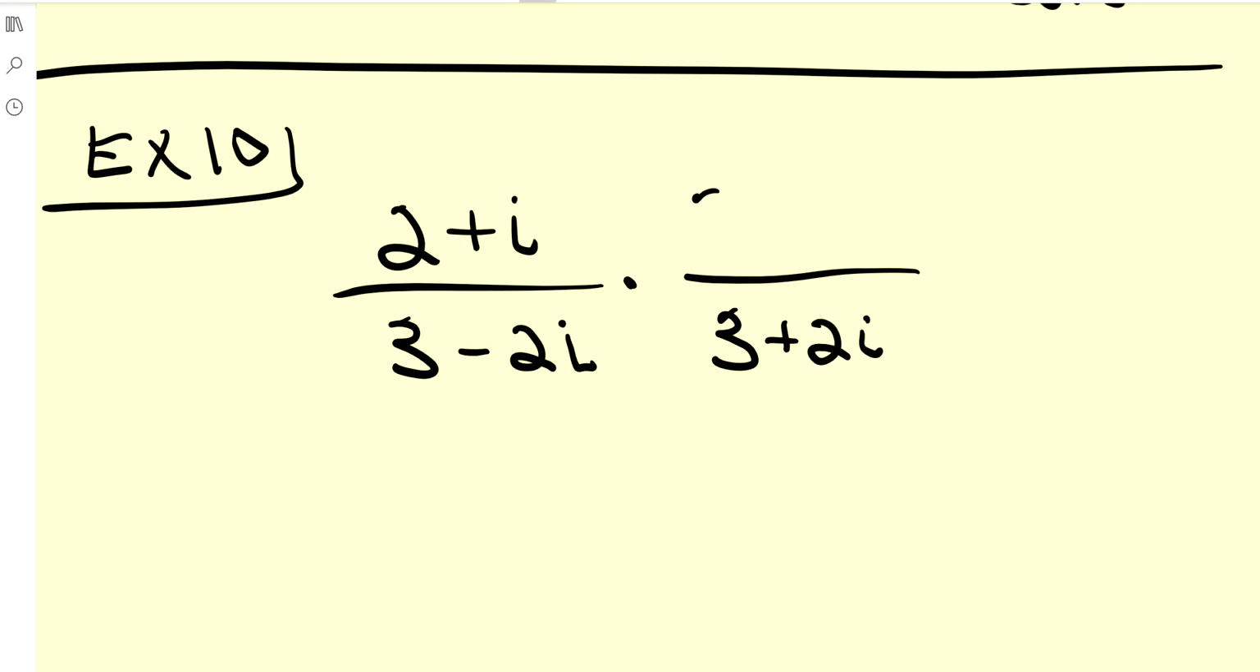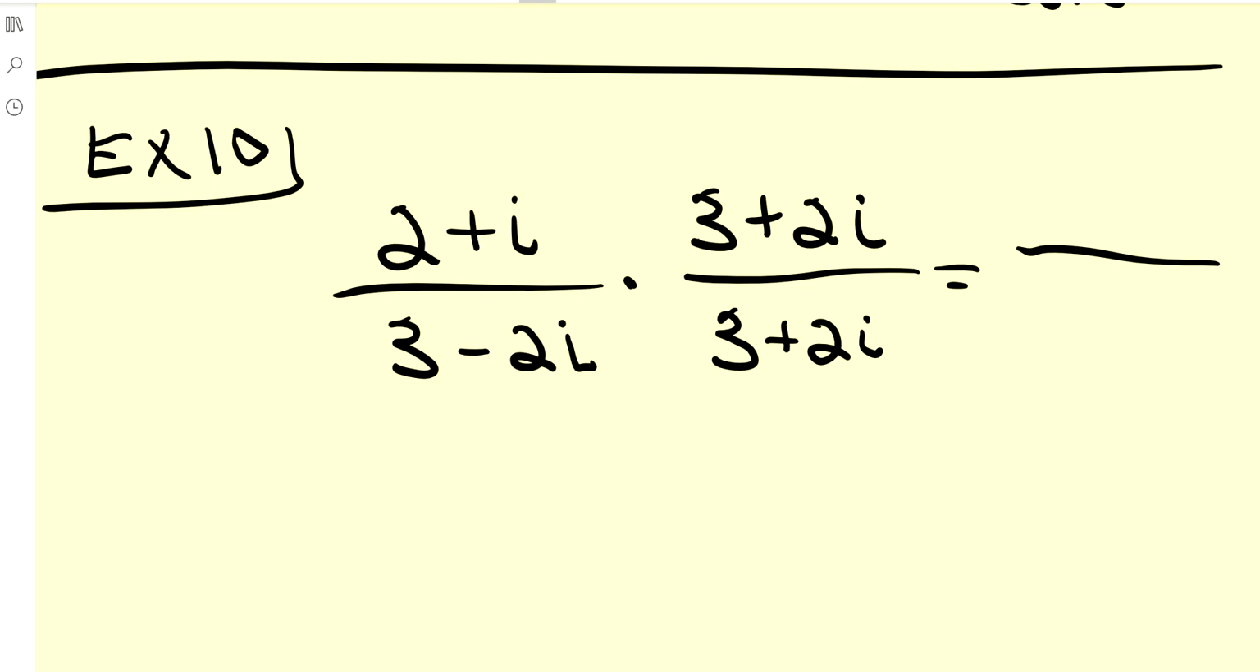When I do the bottom, I do the top: 3 plus 2i. And the nice thing that happens when I multiply the conjugate is I've got the sum and the difference of the same two terms again. So that means my middle term is not going to appear here.